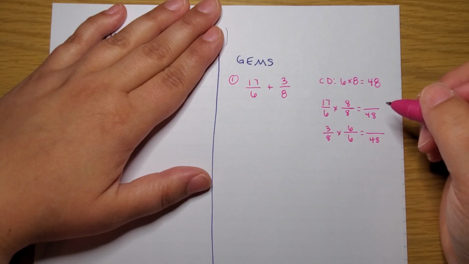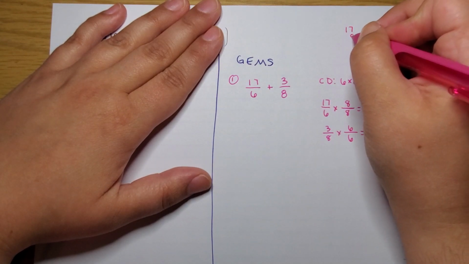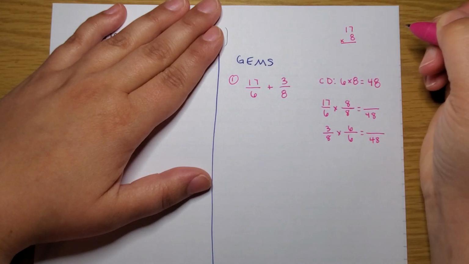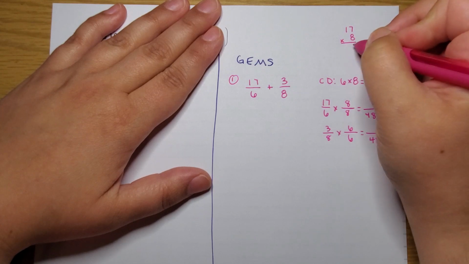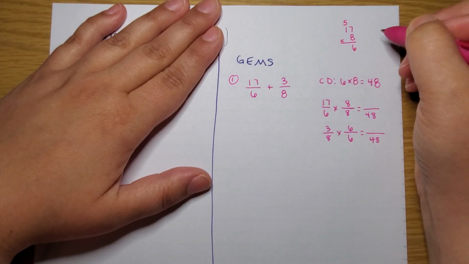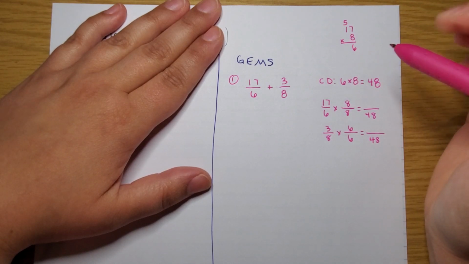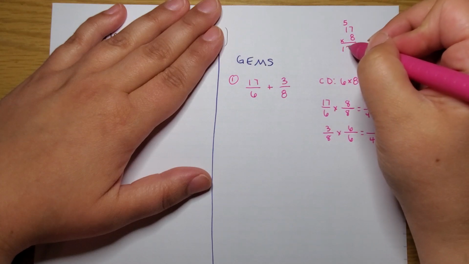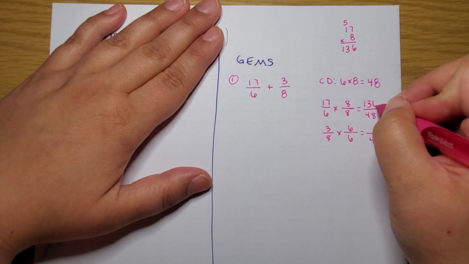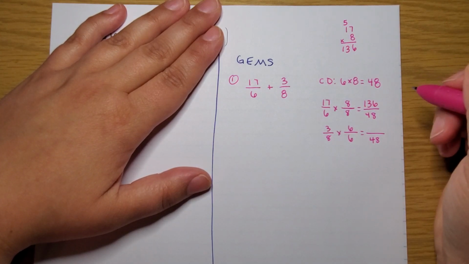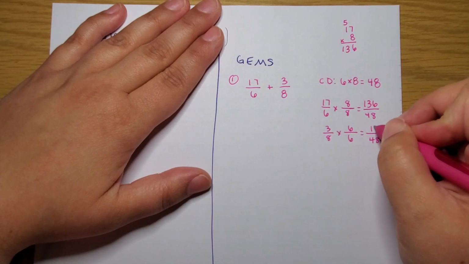Okay, 17 times 8. Okay, 8 times 7 is 56. 8 times 1 is 8, plus 5, 9, 10, 11, 12, 13. Okay, so we get 136 for our numerator here. Fortunately, the second one had a small numerator, so 6 times 3 is 18.